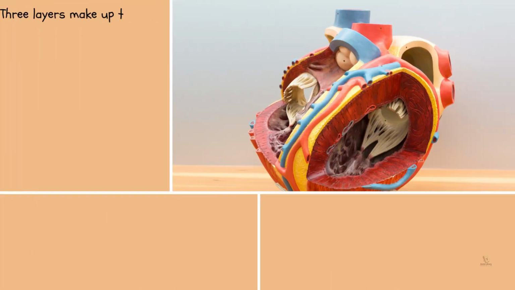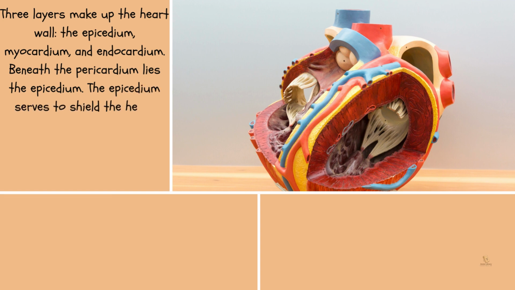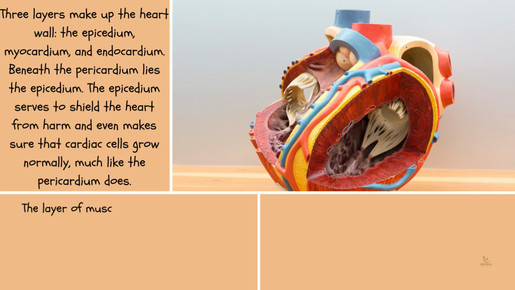Three layers make up the heart wall: the epicardium, myocardium, and endocardium. Beneath the pericardium lies the epicardium. The epicardium serves to shield the heart from harm and even makes sure that cardiac cells grow normally, much like the pericardium does. The layer of muscle cells that make up the heart's walls is called the myocardium.